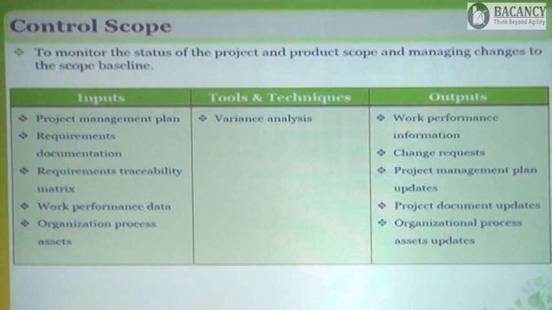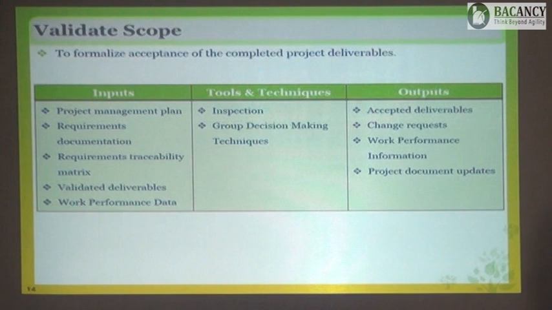Is it clear? Any doubts? Okay. Another process in monitoring and control is validate scope. So what happens is, let's say that soup is prepared. So we planned, and then we did our work, and then we need to do a check.